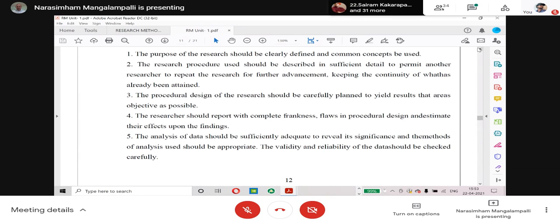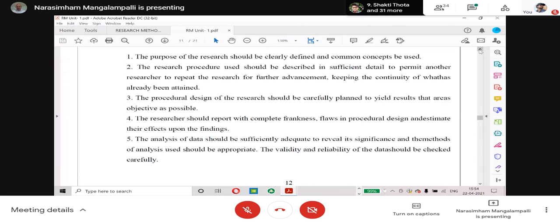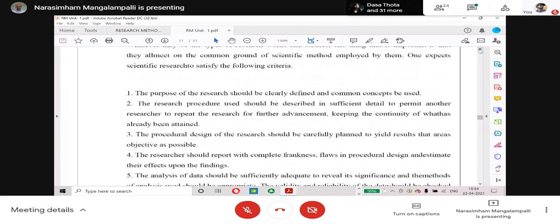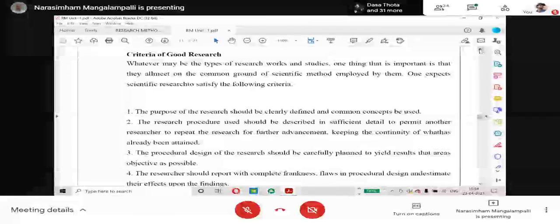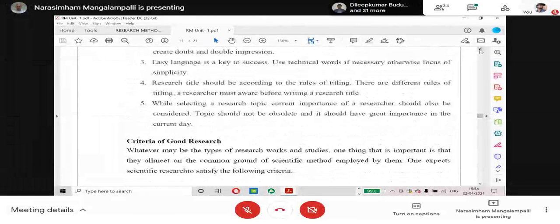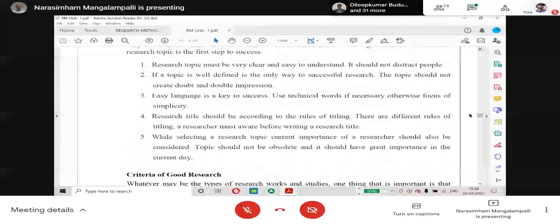Then the analysis of data should be sufficiently adequate to reveal its significance, and the methods of analysis used should be appropriate. The validity and reliability of the data should be checked carefully. So these are the 5 important characteristics of a research. These are the criteria of good research.